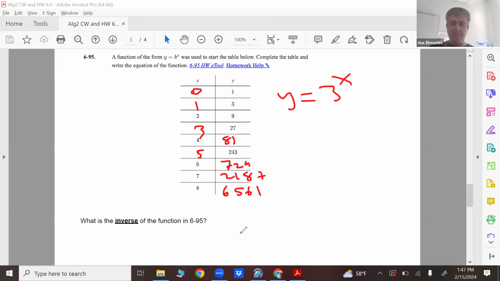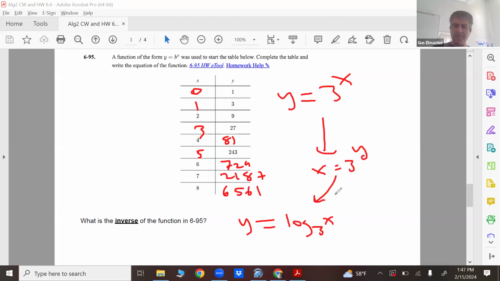And what is the inverse of it? The inverse is going to be y equals log base 3 of x. Because when you do the inverse, you switch x and y, and then you get this.